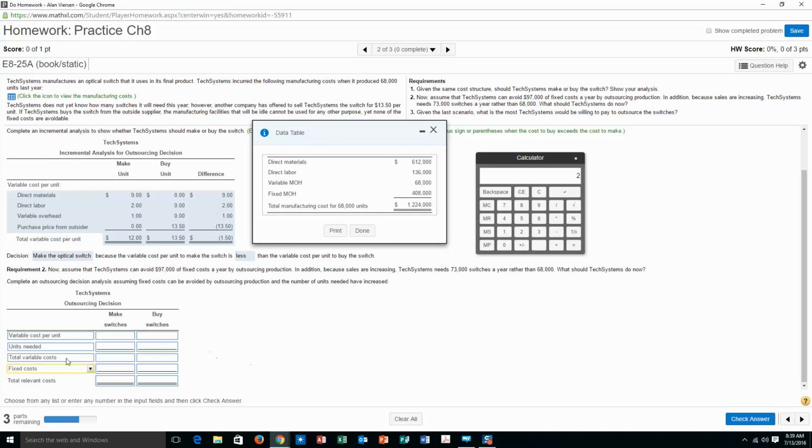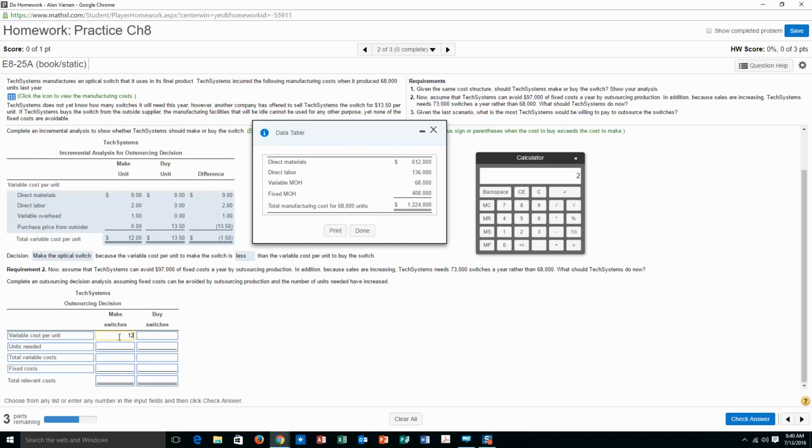Okay, so what I did was I just put in the titles here because I want to show you where this information comes from. So we're going to take the variable cost per unit. We're now going to multiply it by the number of units we need, which is 73,000. So we have our total variable cost. And then we're going to put in the fixed cost if we make the switches and the fixed cost if we buy the switches. So this will give us our total relevant cost.